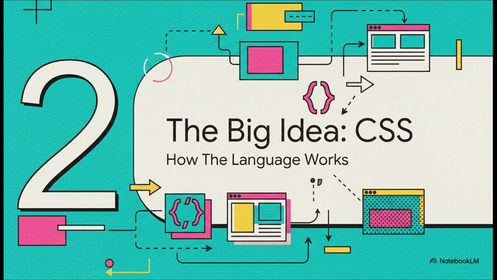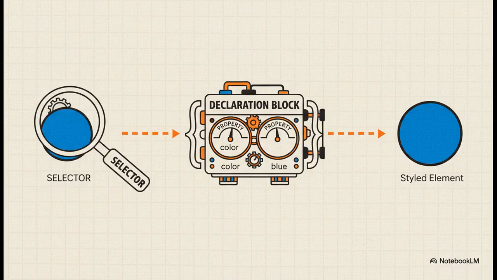Okay, so we totally get the why behind CSS now. So let's roll up our sleeves and really get into the details of how this language actually works its magic on a web page. So this right here, this is the fundamental building block of all of CSS. It's called a rule. It always starts with a selector, which is just how you target the thing on the page you want to style.